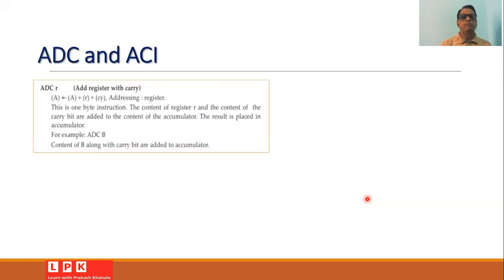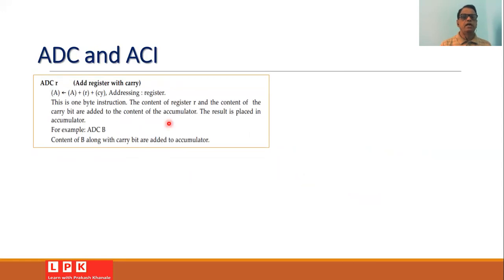Another instruction that can be used is add register with carry. This is the instruction where the content of the register R and the content of the carry bit are added into the content of the accumulator. So many times it is necessary for us to add the carry content also. In that case, you can make use of this instruction. This instruction is written as ADC R, add register with carry. So for example, when we write the instruction ADC B, then the content of B along with the carry bit are added into the accumulator.